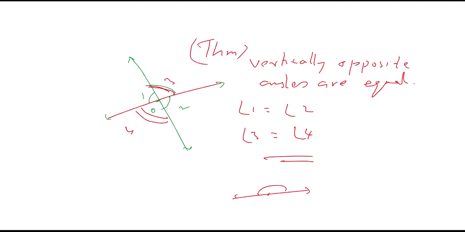How can we prove this one? Okay, we can try to prove. Vertically opposite angles are equal. When 2 lines are intersecting at a point, we are getting 4 angles. That means 2 pairs of vertically opposite angles are equal. How can you prove this one? Anybody please help me? It is the vertically opposite angle.